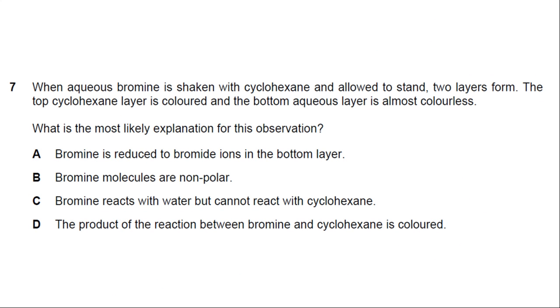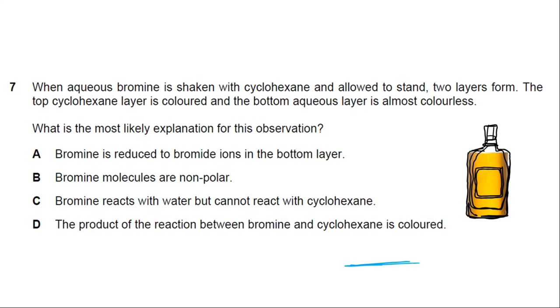Let's move on. So question number 7, we have aqueous bromine and then we have cyclohexane, and they're allowed to stand, and 2 layers are formed. The top cyclohexane layer is colored, and the bottom layer, that's the aqueous layer, is almost colorless. So let's say this is a bottle of bromine. Bromine has an orange-yellow color when it is in aqueous form. So what actually happens in this case is, here's the thing.